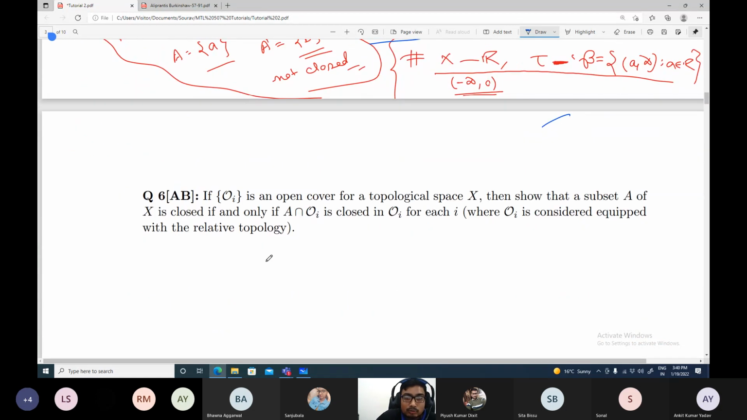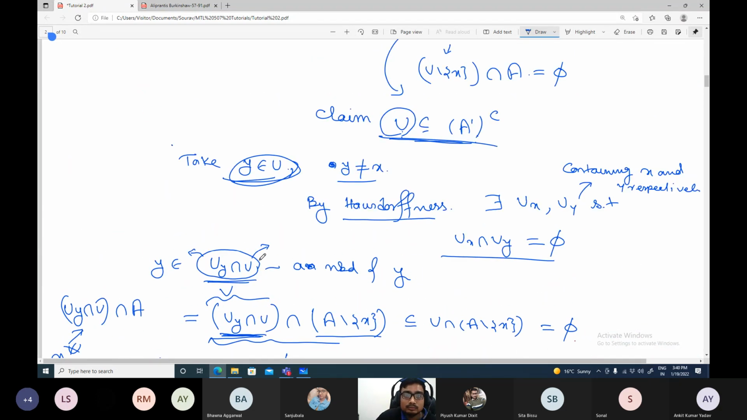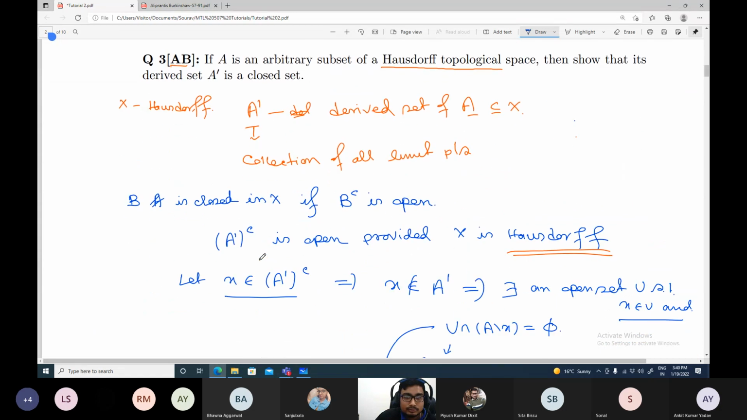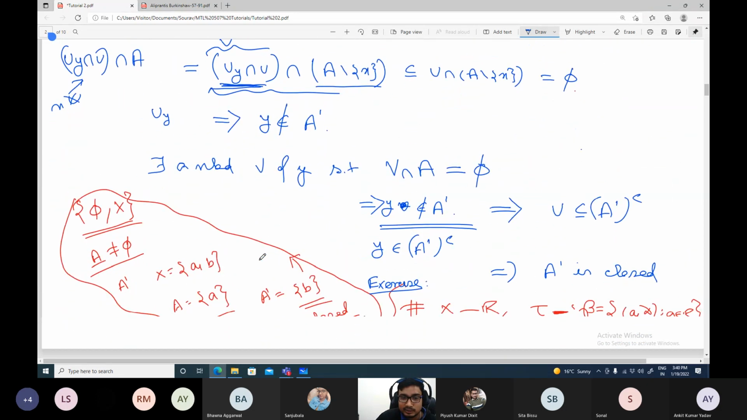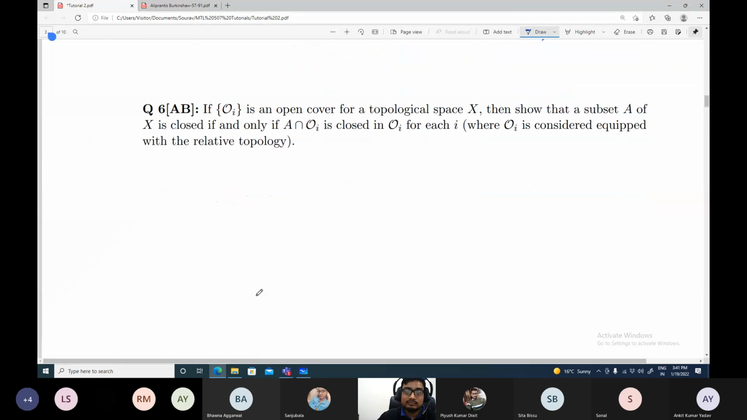Now we will move to problem number 6. Now tell me whether it's clear to you. If it is not clear, then ask me, I will explain again. Yes, anyone? Okay, if not, we will move to the next problem.